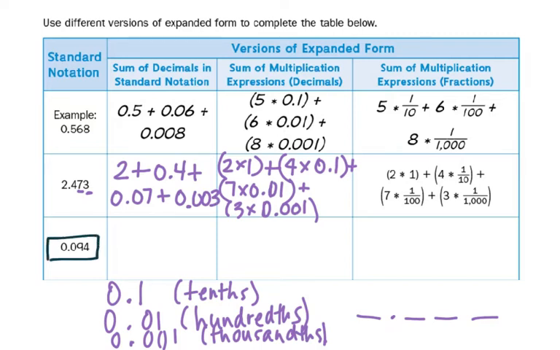So let's try another one together. This number down here says 94 and it ends in the thousandths. So we read 94 thousandths. Read it. All right, so we're going to start with writing it as a decimal. So we don't have any whole number. We don't have any tenths, so I'm going to just move to the hundredths. I'm going to just isolate the 9 in the hundredths and the 4 in the thousandths.